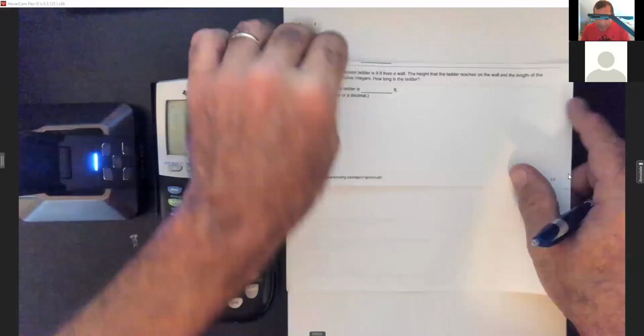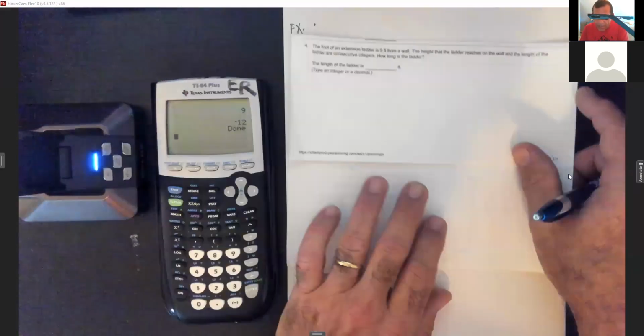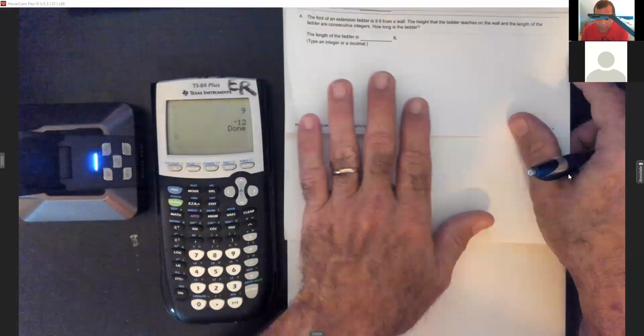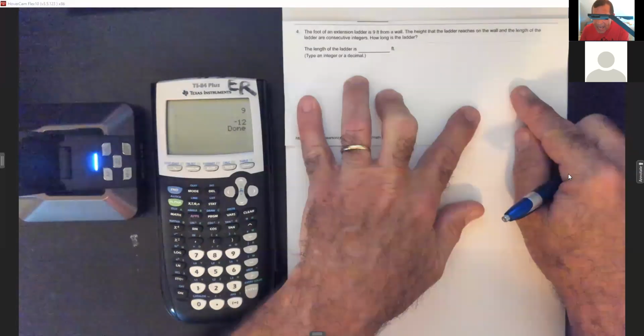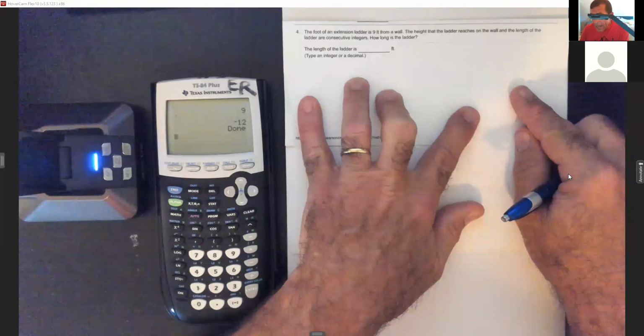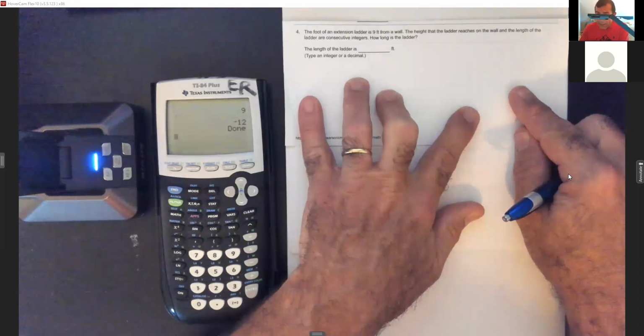All right, this one, I'm not going to write all this. I'm just going to read the problem off and then we'll work it. So it says the foot of an extension ladder is 9 feet from a wall. The height that the ladder reaches on the wall and the length of the ladder are consecutive integers. How long is the ladder?